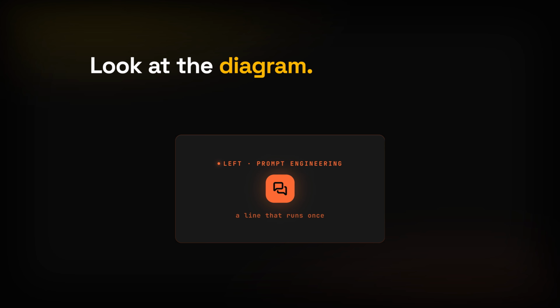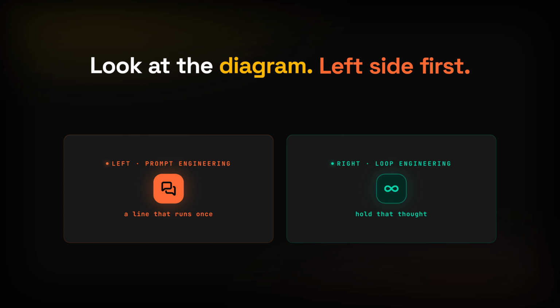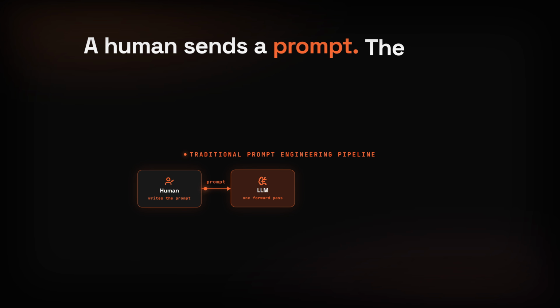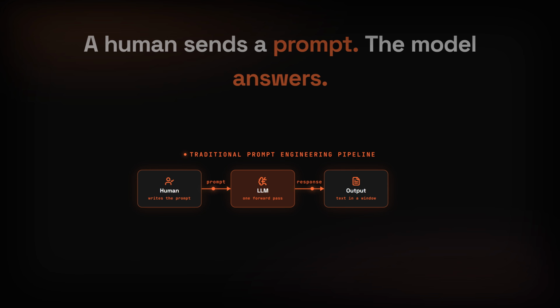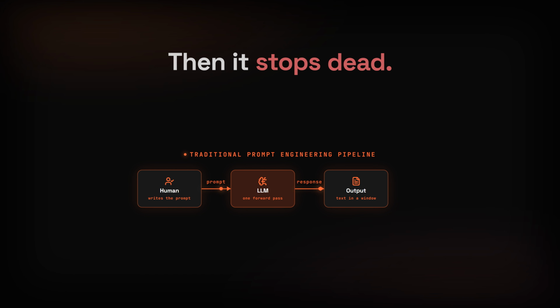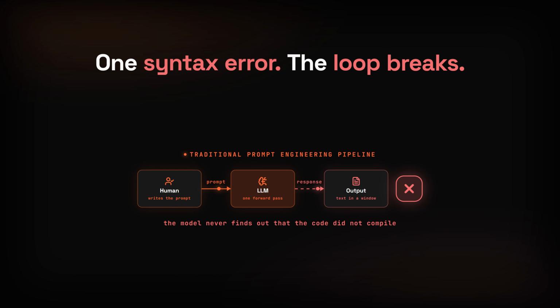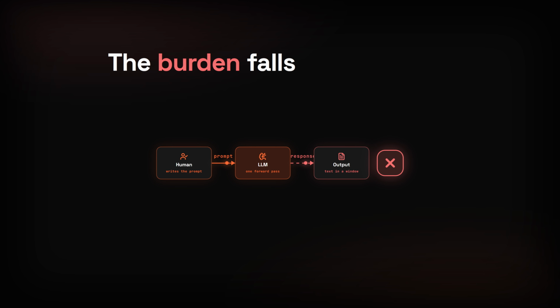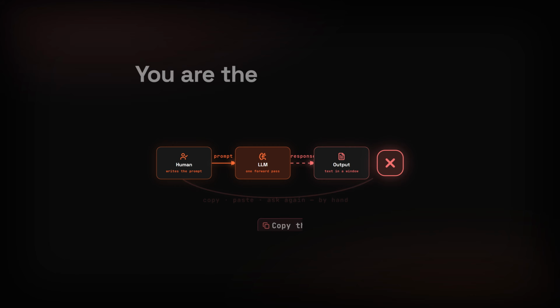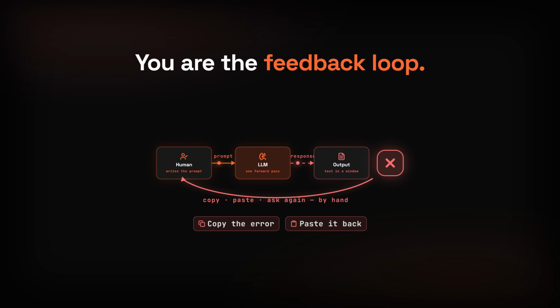If you look at the diagram, you can see the traditional prompt engineering pipeline on the left. A human sends a prompt, the large language model generates a response, and the interaction stops dead in its tracks. If the code has a syntax error, or if the summary misses a key fact, the loop breaks immediately. The burden falls entirely back on you, the human, to copy the error, paste it back into the chat window, and ask the model to try again.